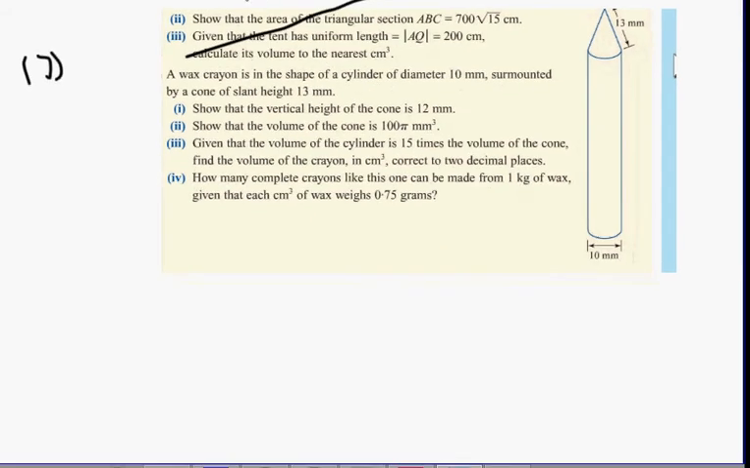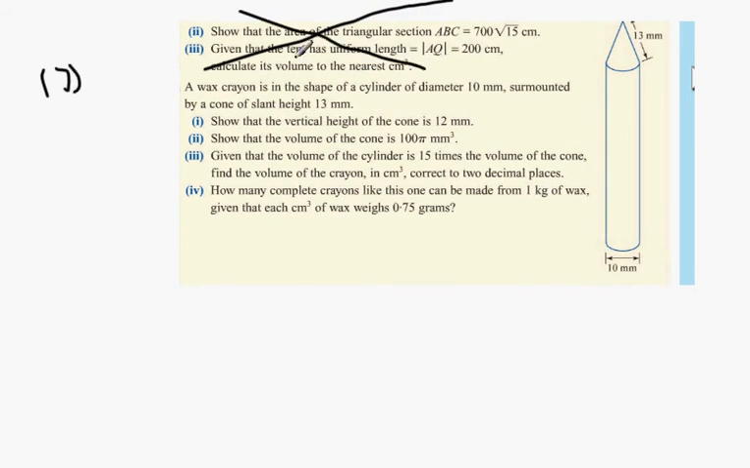No speaking. Now, a wax crayon is in the shape of a cylinder of diameter 10 millimeters surmounted on a cone of slant 13 millimeters. Find the vertical height of the cone.